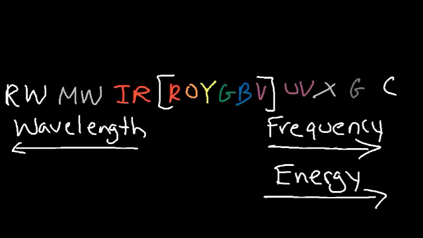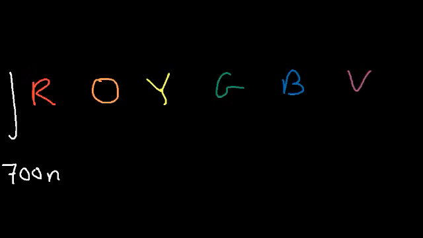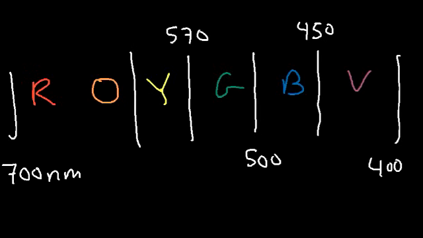Now the next thing you need to know is the range of the visible light spectrum. Red light is around 700 nanometers in wavelength, and violet light is about 400 nanometers. So at this point, it's 700 nanometers, and over here, it's 400. Violet light is between 400 and 450. Blue light ranges from about 450 to 500. Green light is 500 to 570 nanometers. Yellow light has a smaller range, like 570 to 590. Orange is about 590 to 620. And red light has the longest range, 620 to 700.